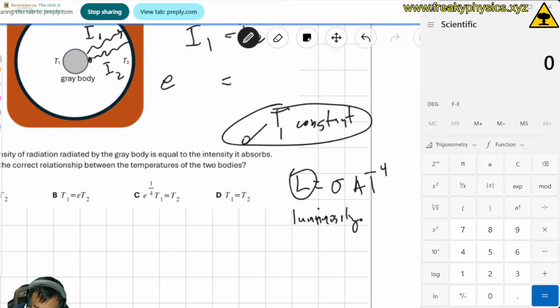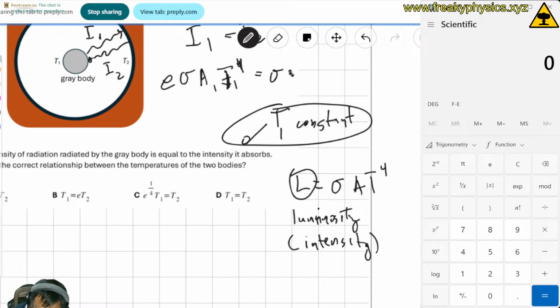Right. Okay, this can be thought of as intensity as well, because this is exactly the same thing. So what I'm going to do now is put this in here: sigma is a constant, the A here is A1, and then T1 to the 4 should be equal to sigma A2 T2 to the 4. What cancels out? The sigma cancels out.